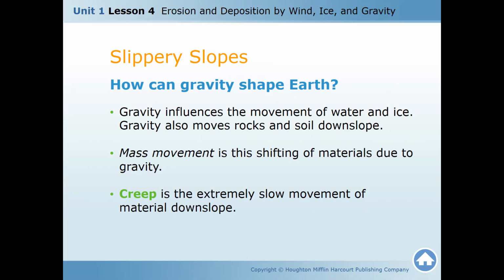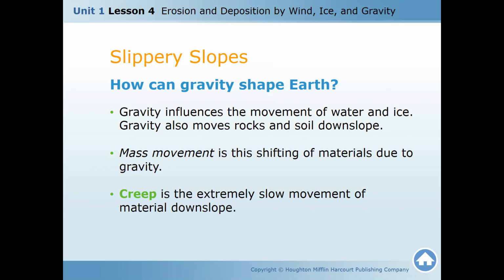Gravity influences the movement of water and ice. When you hear the word gravity, you'll remember that apple falling from the tree. Similarly, the ice will move downwards. Gravity also moves rocks and soil downslope. Whatever it's moving down has a mass. Creep is the extremely slow movement of the material downslope.